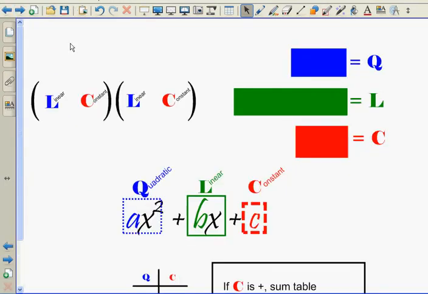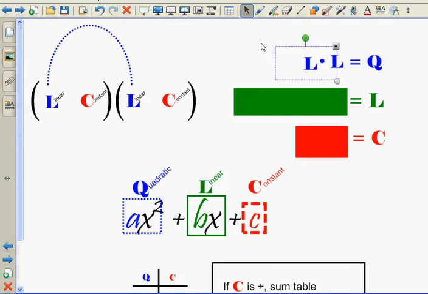Okay, so every time we multiply together to get a quadratic, we have a linear and a constant, and it may say plus or minus in between here and plus or minus in between here. We take our linear times our linear when we distribute, and linear times linear is always going to give us quadratic, right? So linear times linear is going to give us quadratic.